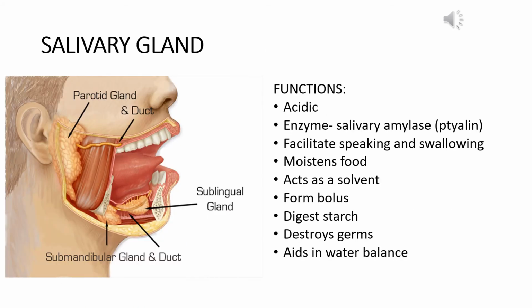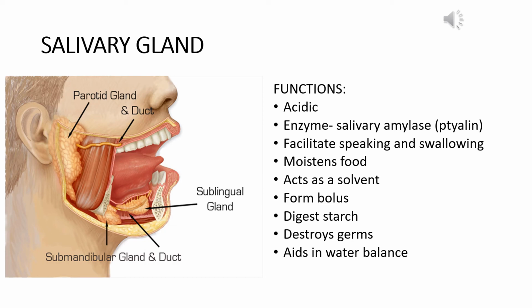There are three pairs of salivary glands present inside the human mouth. One is called the parotid gland, which is present at the front portion of the ear, at the innermost portion of both of the jaws. The parotid gland has a duct through which the saliva produced comes to the mouth, and the duct opens in the upper portion of the upper jaw.